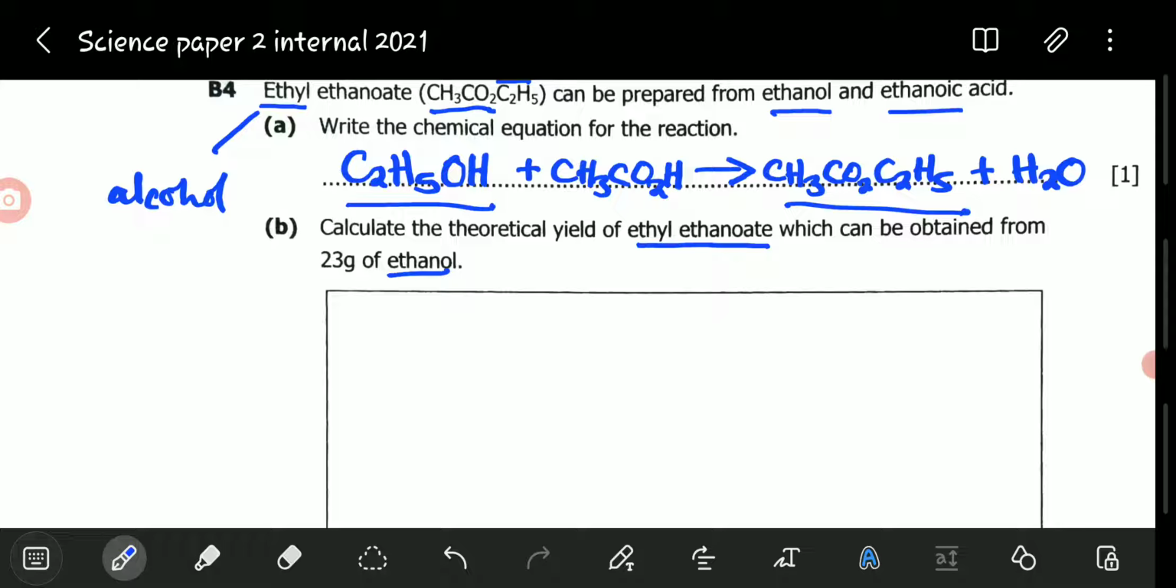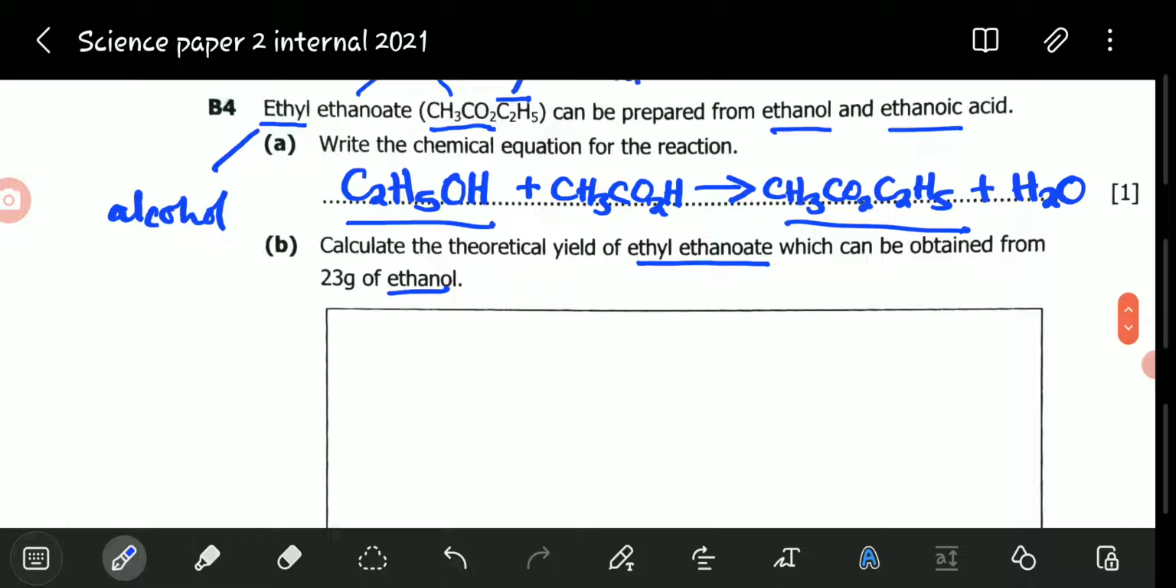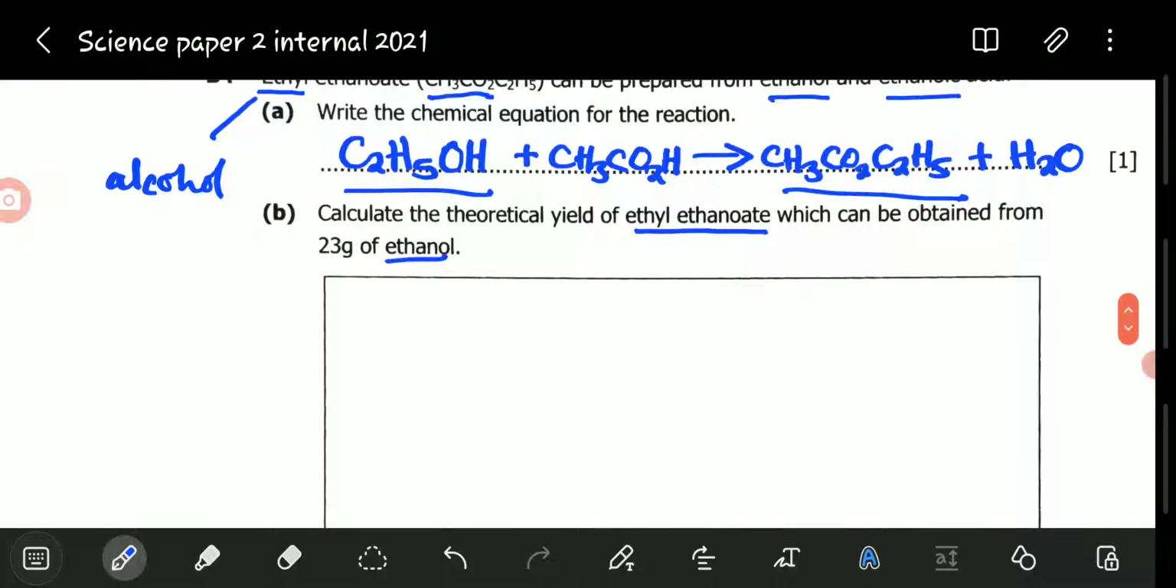Are we together? Now, what I'll do first is check if the equation is balanced. In this particular case, the number of carbons on the product side is equal to the number on the reactant side, same as the hydrogens and oxygens. Therefore, the equation is balanced. So 1 mole of ethanol produces 1 mole of ethyl ethanoate. Now I'll say C2H5OH is related to CH3CO2C2H5.